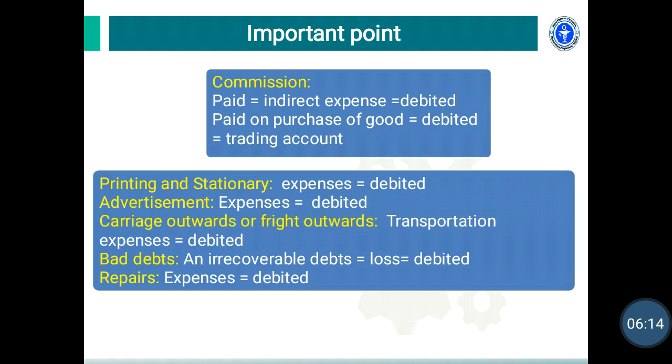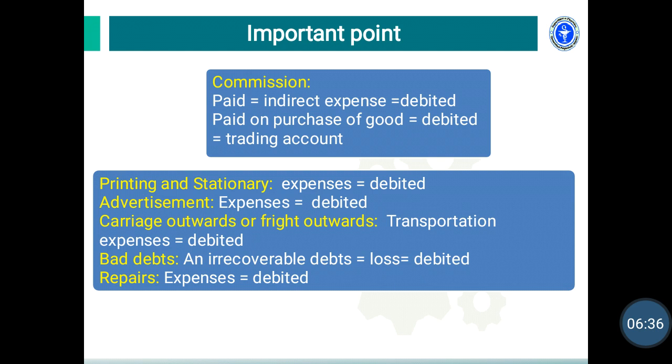Next is printing and stationery. It includes all expenses related to printing bills, invoices, registers, files, and the office stationery. All are indirect expenses, and that's why they get debited to the profit and loss account.